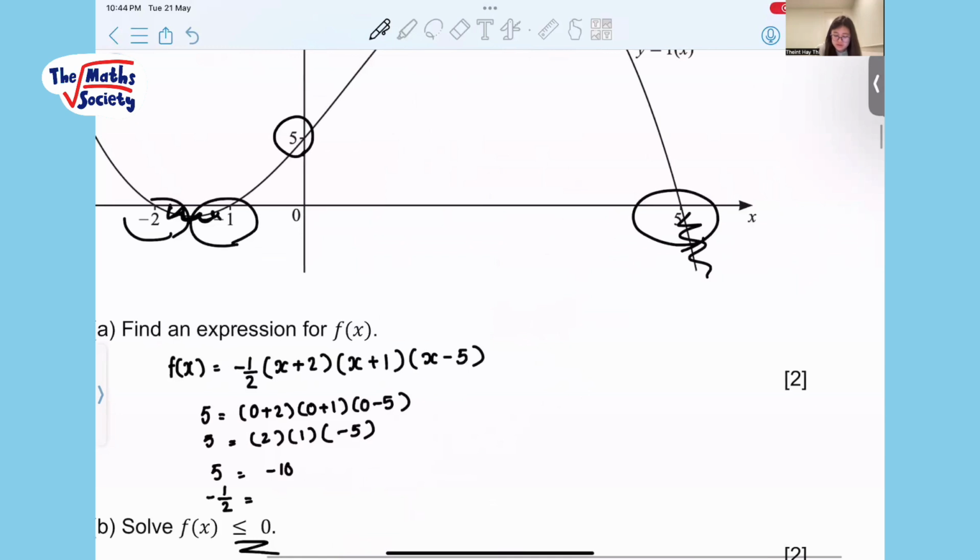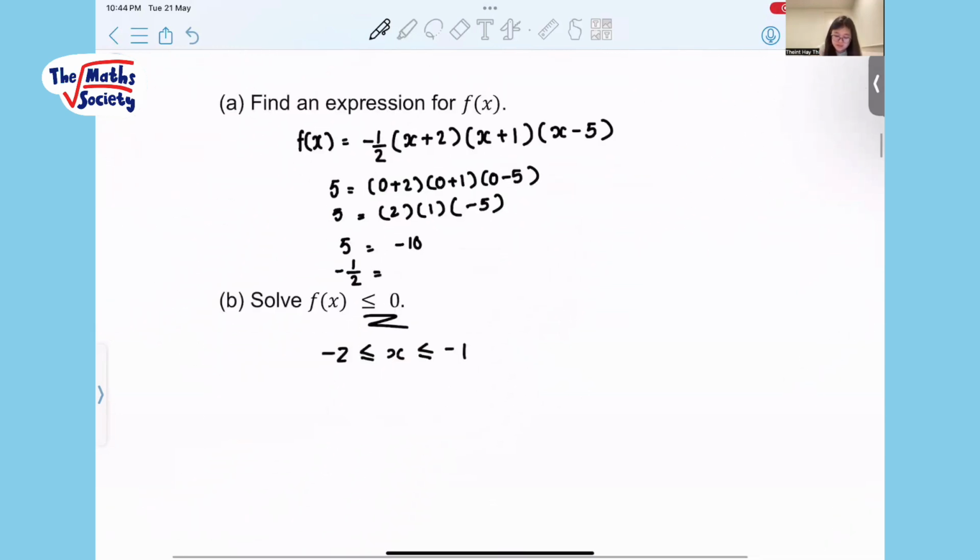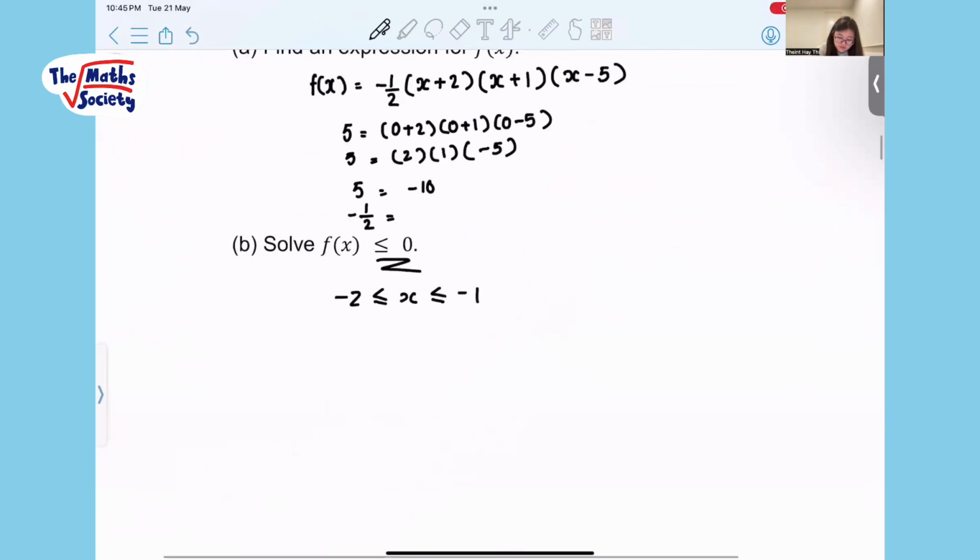So when it's greater than 5, it's going to go down, which is below 0. So it's less than 0. So it'll be x greater than or equal to 5. And that's going to be your answer.